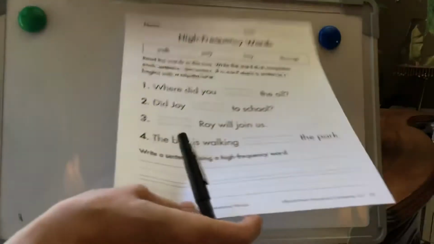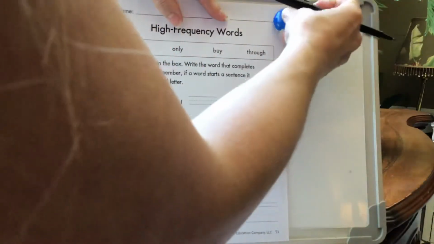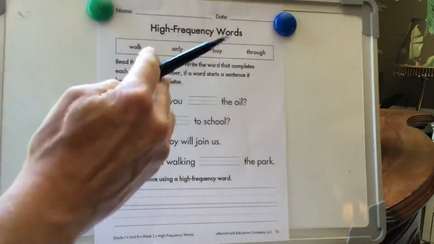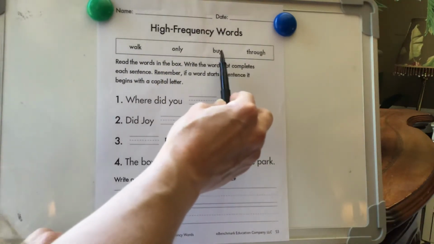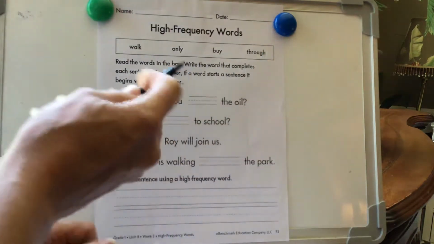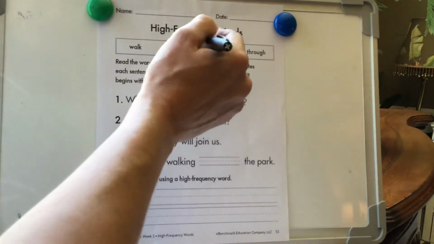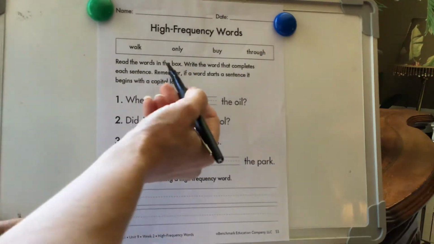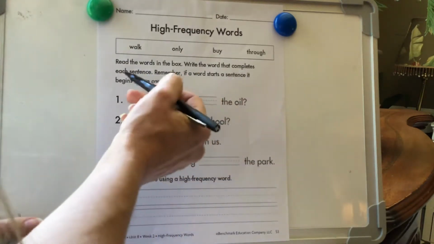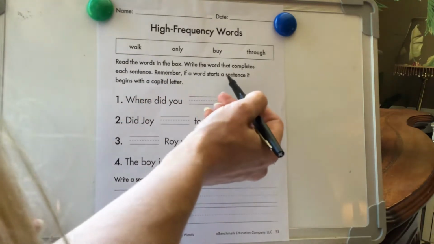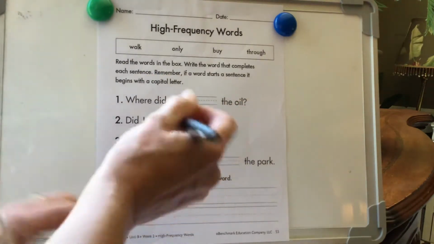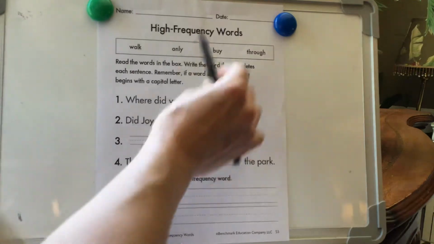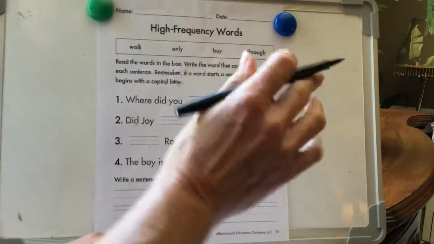So here's our write the words. Let's take a look at our high frequency words on here. So this is a review of our high frequency words. We have the words walk, only, buy, this means to purchase, and through. These are words that we see a lot as we read. Okay, read the words in the box, write the word that completes each sentence. Remember, if a word starts a sentence, it begins with a capital letter. Okay, so let's take a look. And again, I like to plug in each word as we use it and cross it out afterwards.